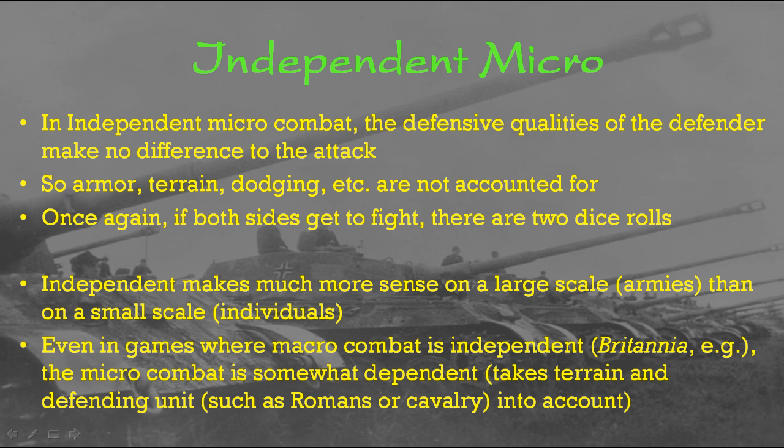Independent makes more sense on a large scale of armies than on a small scale of individuals. But even in games where the macro combat is independent, like Britannia, where you roll a 5 or a 6 and you hit an enemy army no matter how many you're fighting, the micro combat can be somewhat dependent. For example, in Britannia, you take terrain into account, and if the defending target is a Roman or a cavalry, you need to roll a 6 instead of a 5 or a 6.